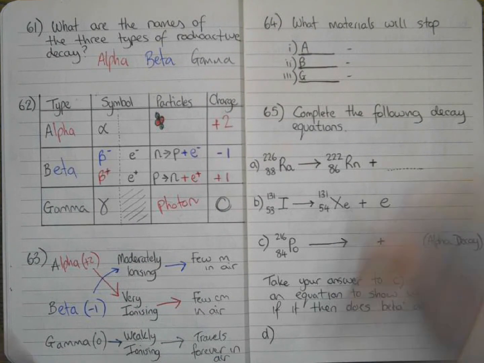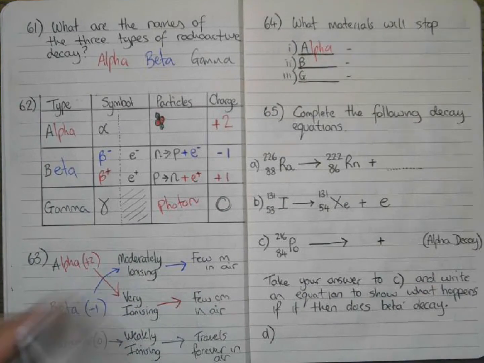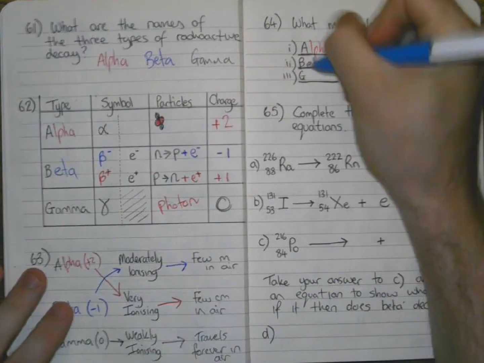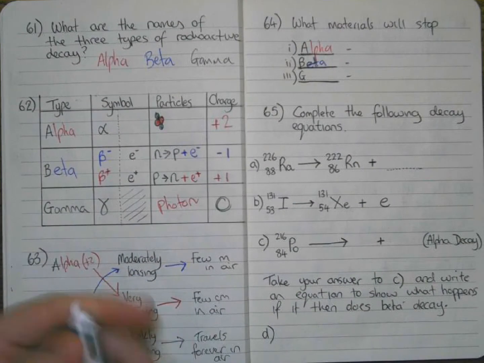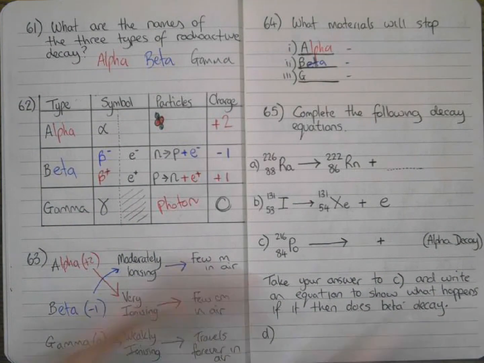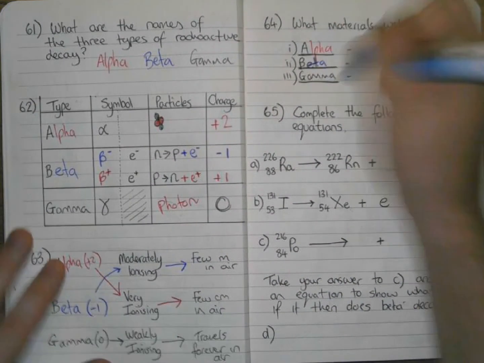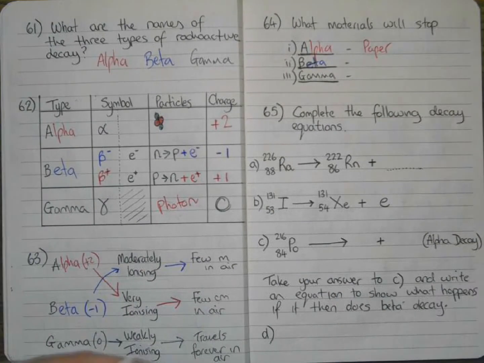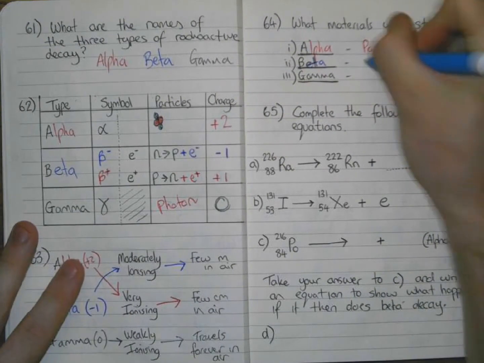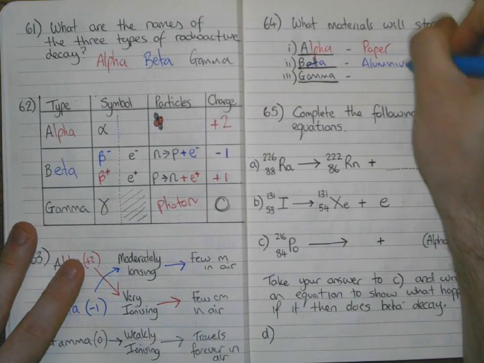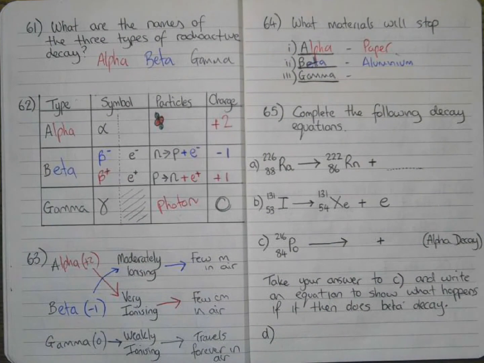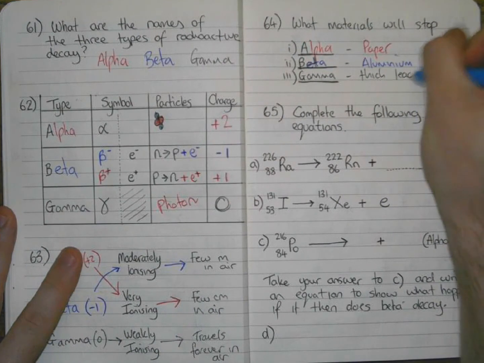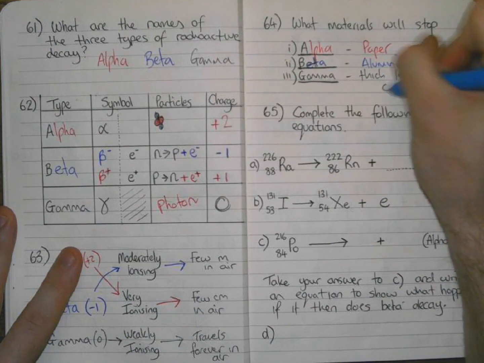So what materials are going to be able to stop these three types of radiation? We need to know these off by heart. Alpha is stopped by paper, beta is stopped by aluminium, and gamma is stopped by thick lead or thick concrete.